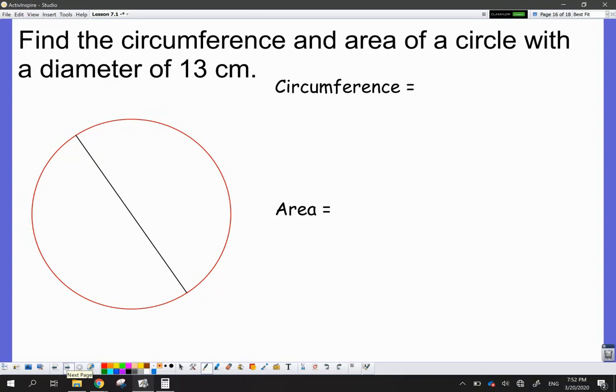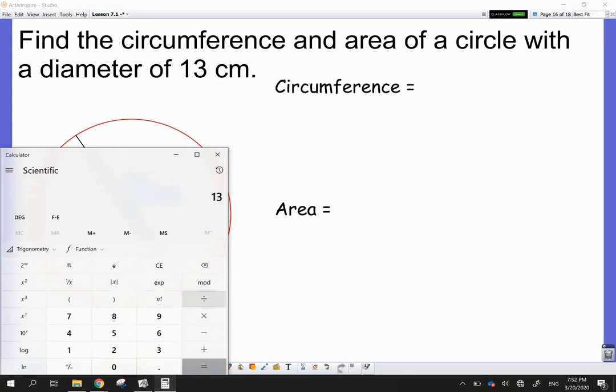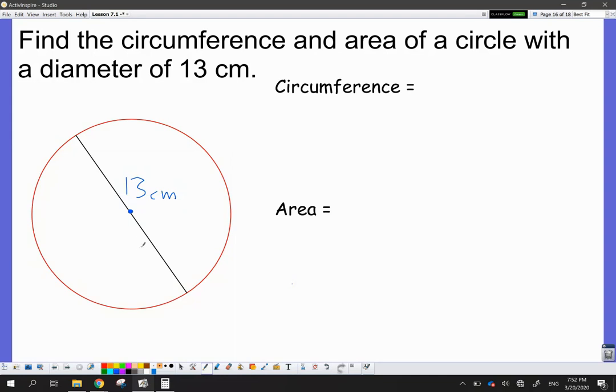Find the circumference and area of a circle with a diameter of 13 centimeters. So here I'm given the diameter of 13 centimeters. But remember, it's more convenient for me to use the radius since I'm going to need the radius for area. So I go to my calculator and I'm going to divide 13 by 2. So my radius here is 6.5 centimeters. That's going to be from the center of the circle to the edge of the circle.